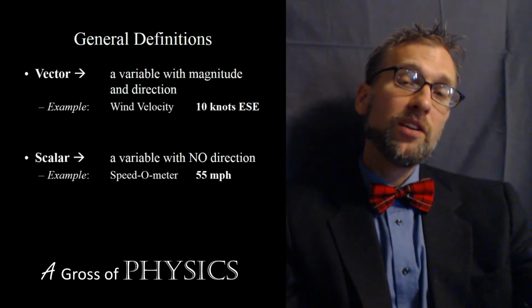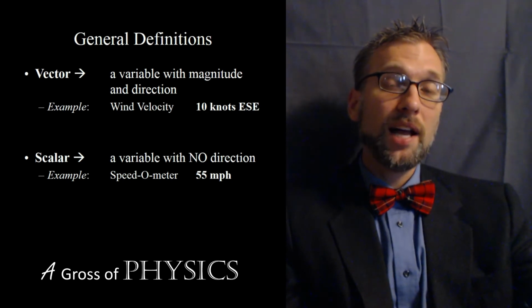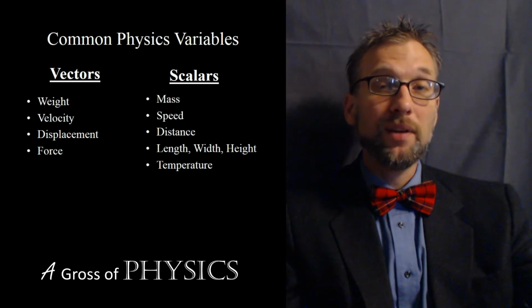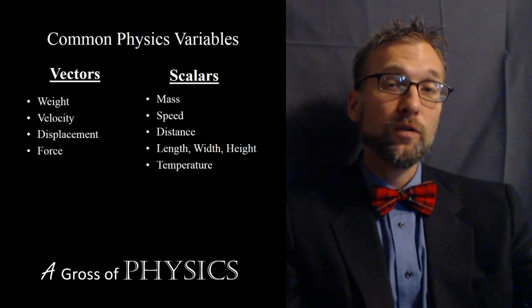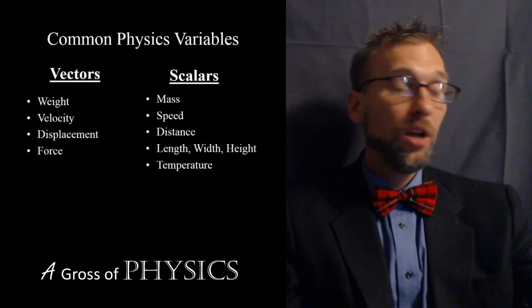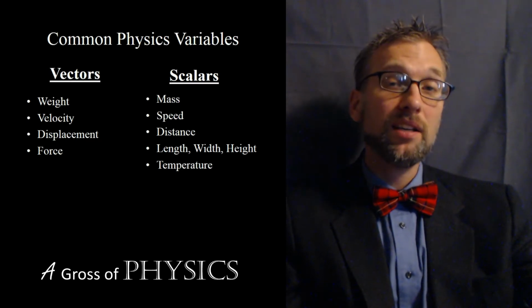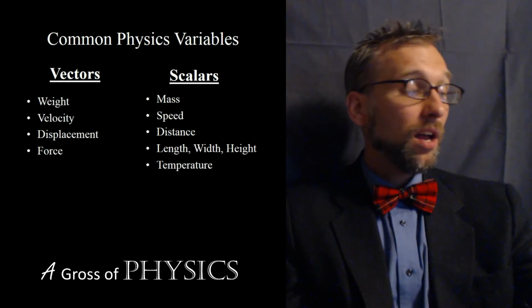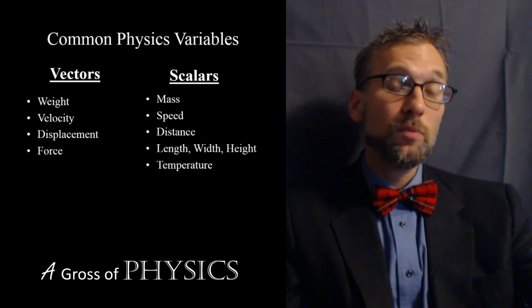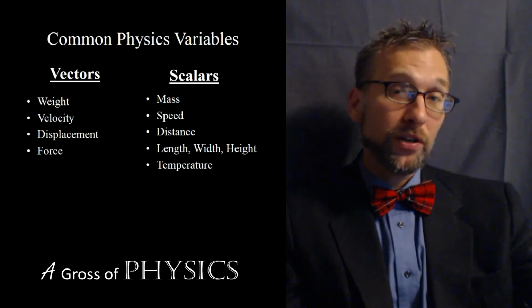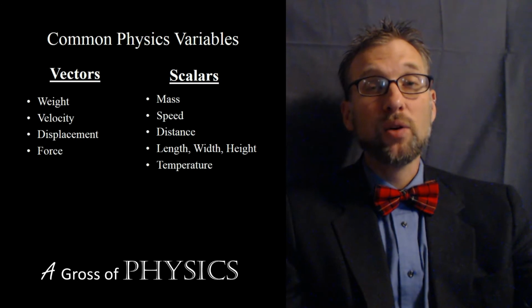Some examples of vectors versus scalars are given on this slide. We have weight, velocity, displacement, and force as examples of vectors. Force is something we're going to cover a little later. We've discussed weight already, velocity, and displacement. On the other hand, we have scalar quantities such as mass, speed, distance, length, width, height, and temperature. Those are all examples of scalar quantities.